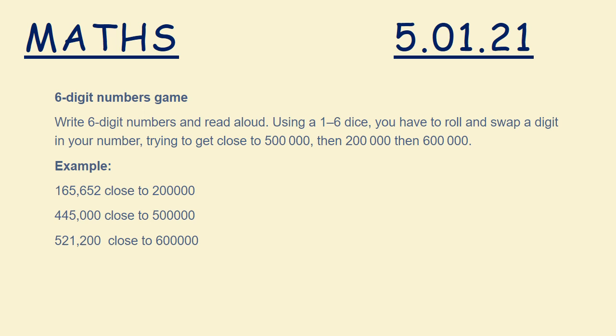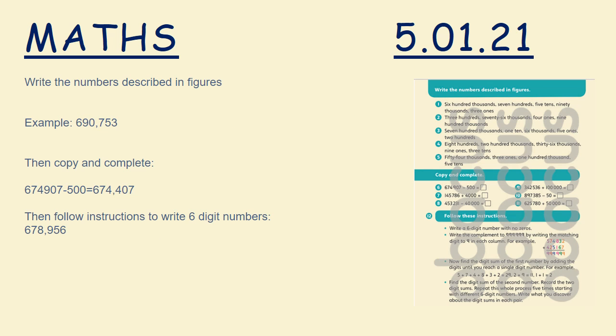Now, you have to think of your own numbers. Use the dice to help you. If you feel super confident, please have a go and complete this worksheet. First, you have to write the numbers described in figures. Example: 600,000, 700s, 5 tens, 90,000, and 3 ones.